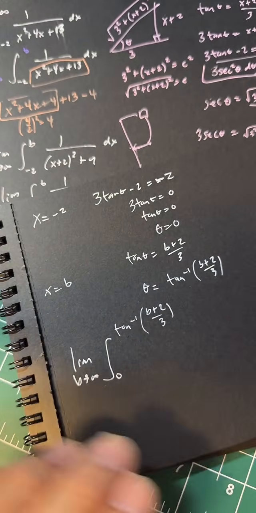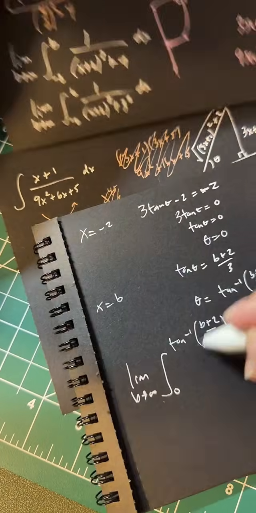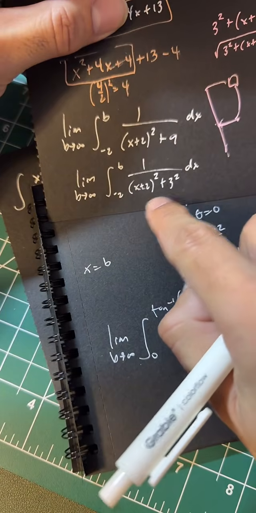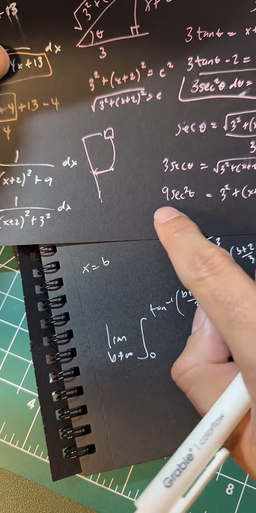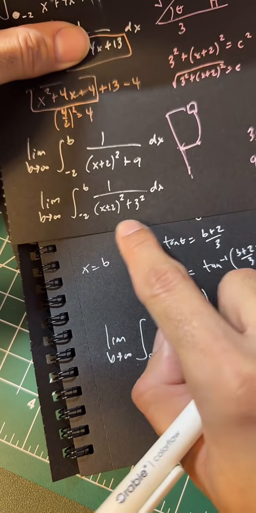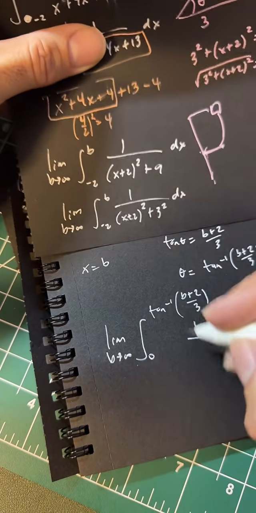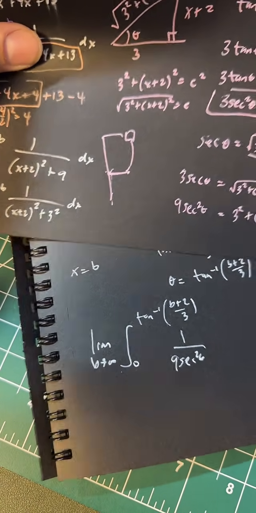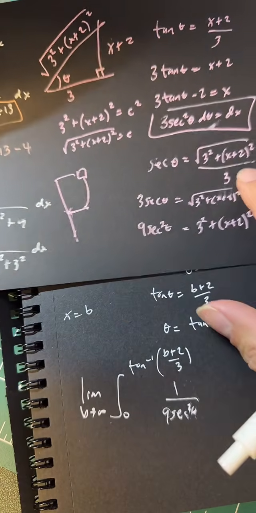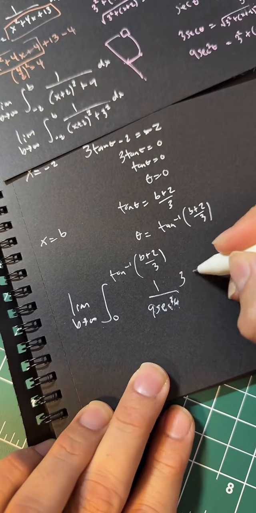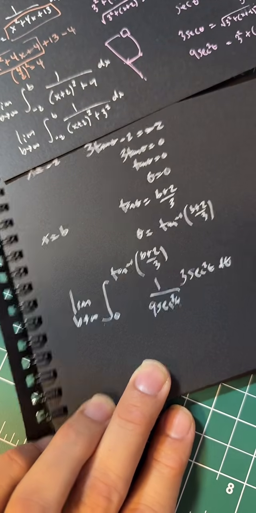So we're going back over here. We have 1 over this entire thing, which we established was 9 secant squared theta, because remember, that's 3 squared plus (x plus 2) squared. That's exactly what we have here. It's just switched. It's commutative. So we have 9 secant squared theta, and then times our differential dx. Our dx was 3 secant squared theta d theta.